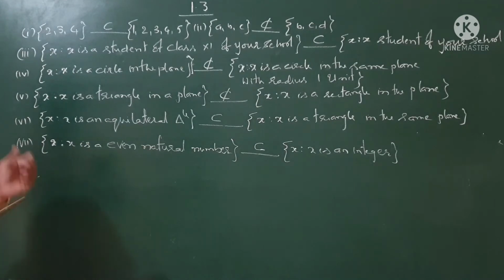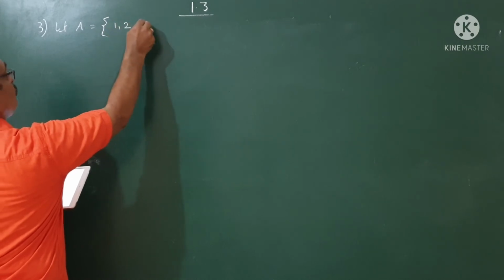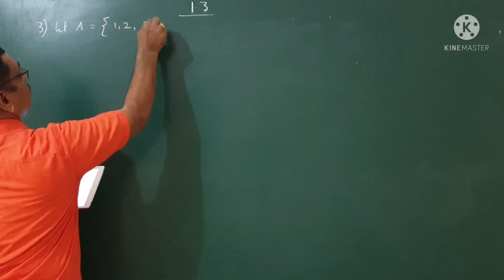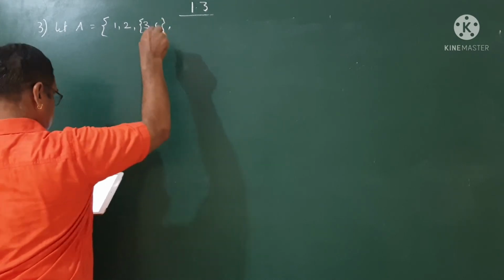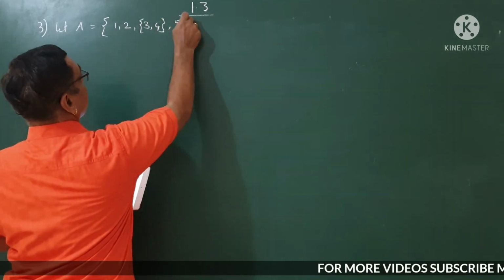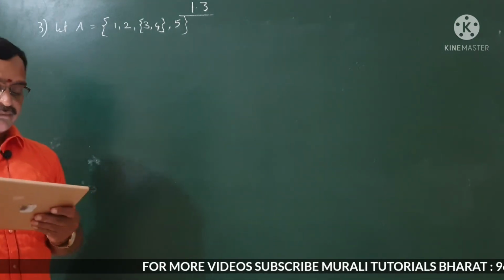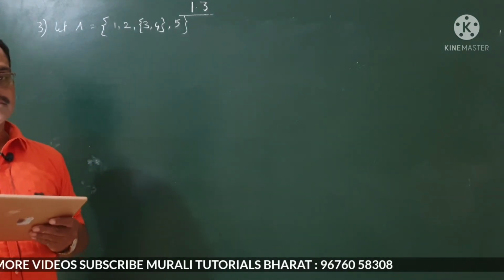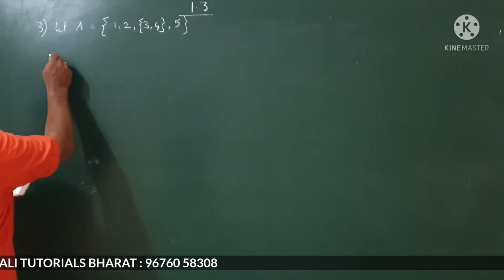Please take down. Let A = {1, 2, {3, 4}, 5}. Which of the following statements are incorrect and why? One by one.